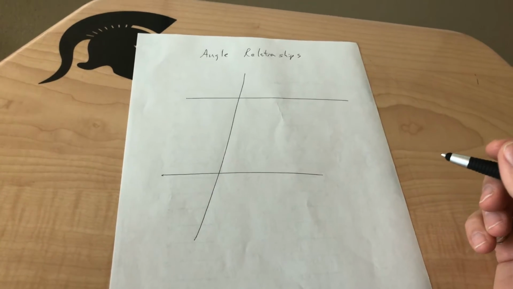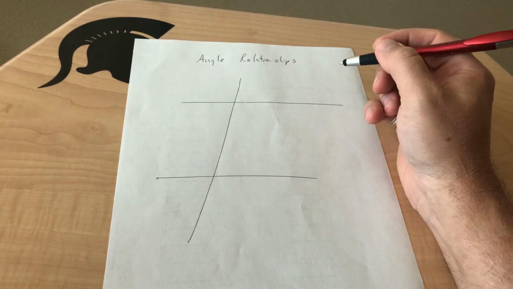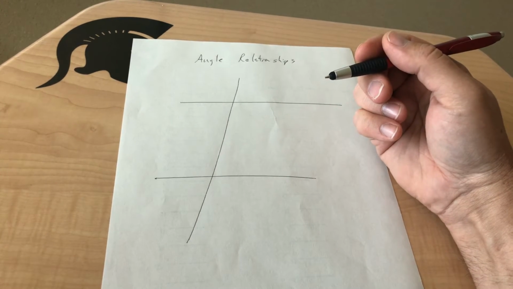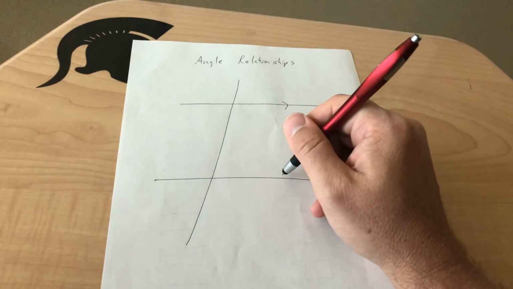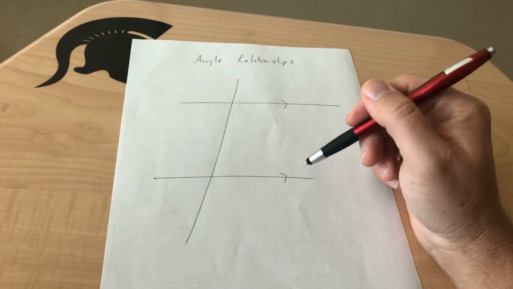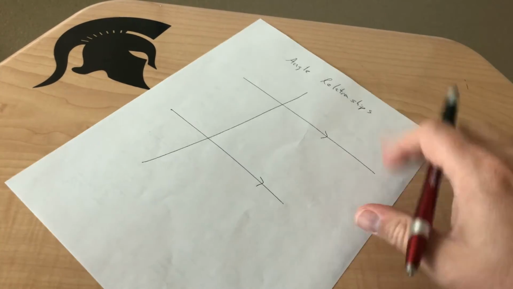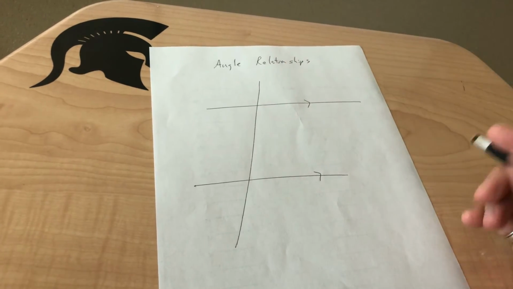First off, it's very important to remember that these angle relationships are only going to end up being equal and supplementary if we do have parallel lines. Okay, so if we have these little indications that these two lines are parallel, and they tell us that these two lines are parallel, that's how we can match these angles up.